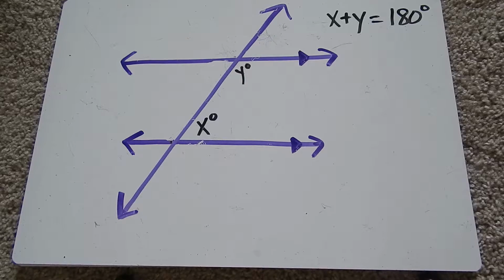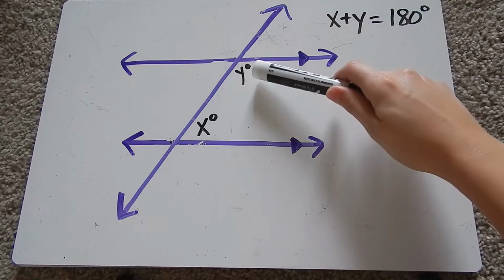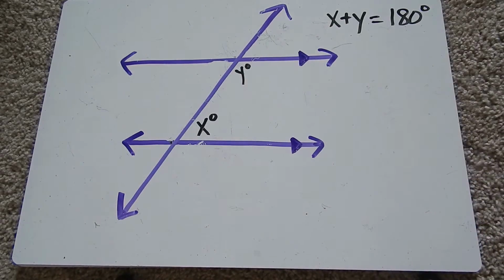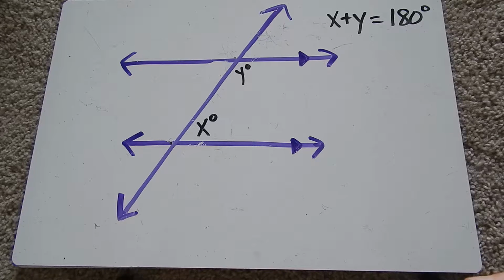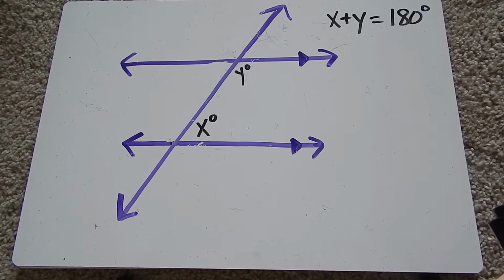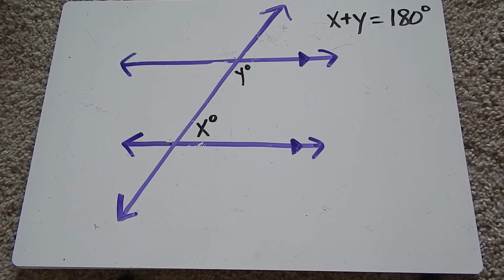So I've started by labeling 2 angles. One is x degrees, one is y degrees. And if you see up here in the corner, it says x plus y equals 180. Well, that is actually our first theorem. This one is called same side interior angles.